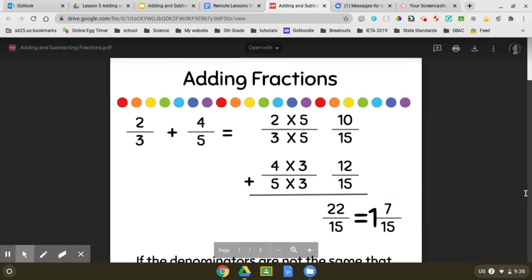Let me get that out of our way. So I end up with 22/15. Remember, I don't add the denominator. That's just telling me the size of the pieces. But now I have an improper fraction, so I need to convert it into a mixed number. And so I ask myself, how many times does 15 go into 22? It goes in one time, and then that gives me 7 pieces left over, or 7 is the remainder when I do that division problem. So I end up with 1 7/15.